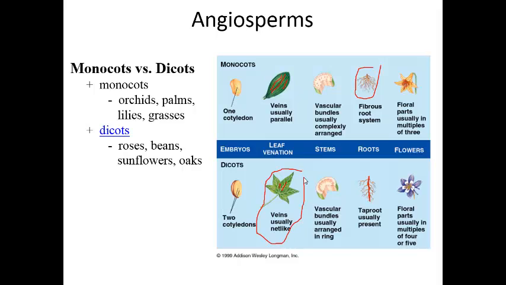Most people don't realize that a lot of trees, like maple trees, produce flowers and produce fruit. Oak trees are another angiosperm, or another dicot. Roses, beans, sunflowers, right? These are all dicots that can grow much larger.